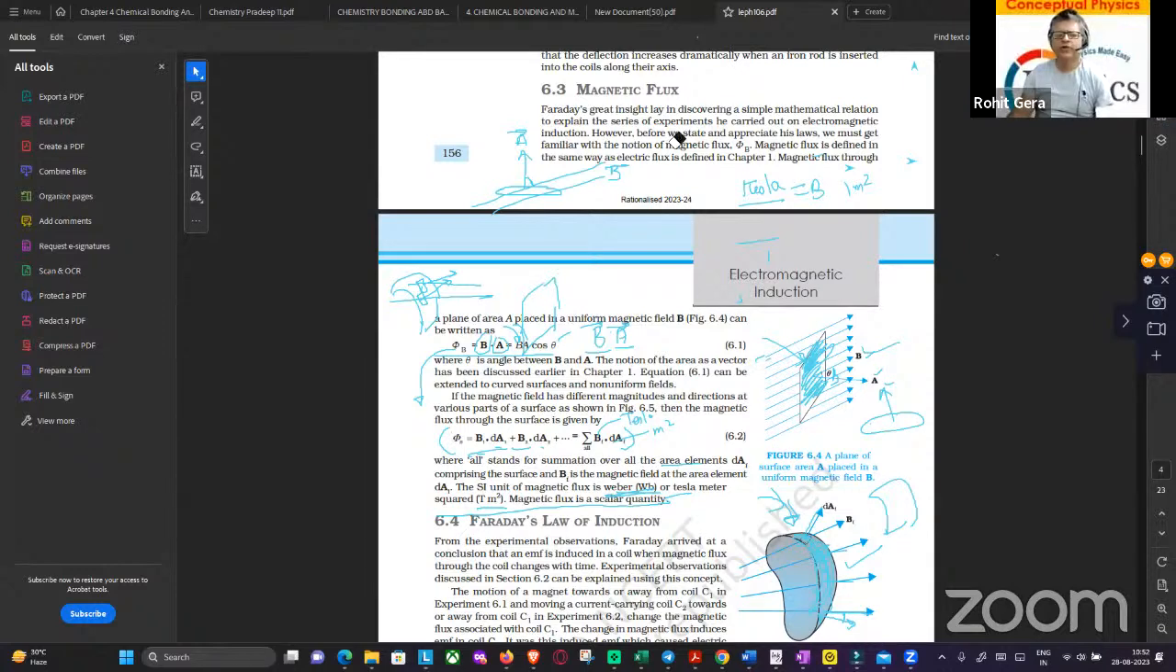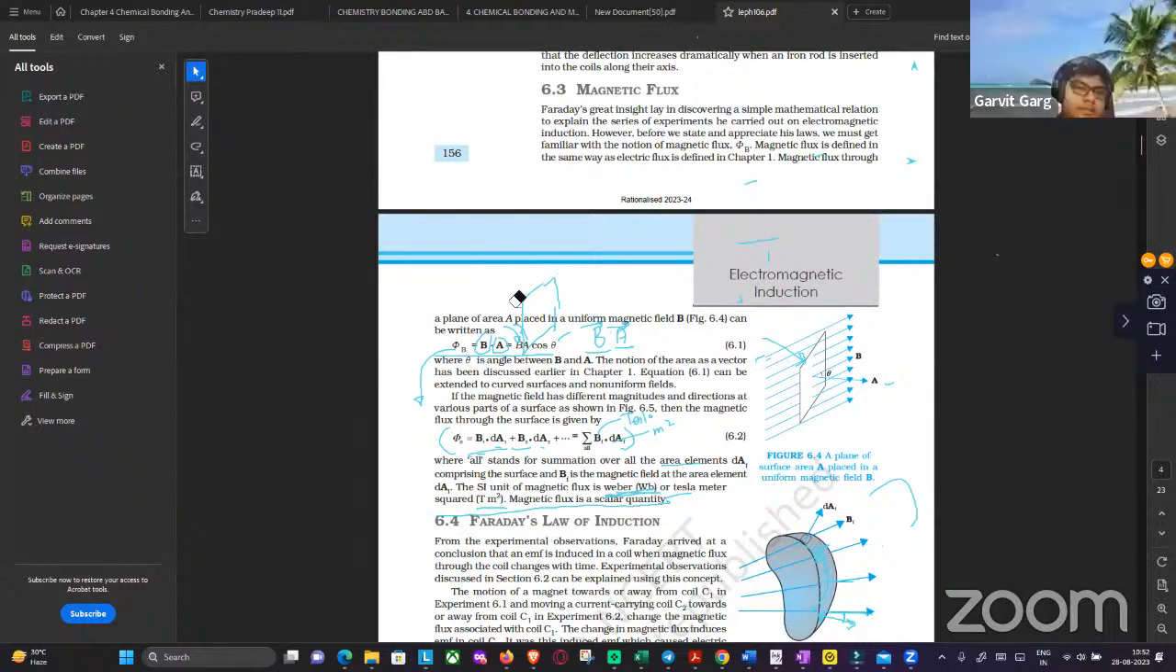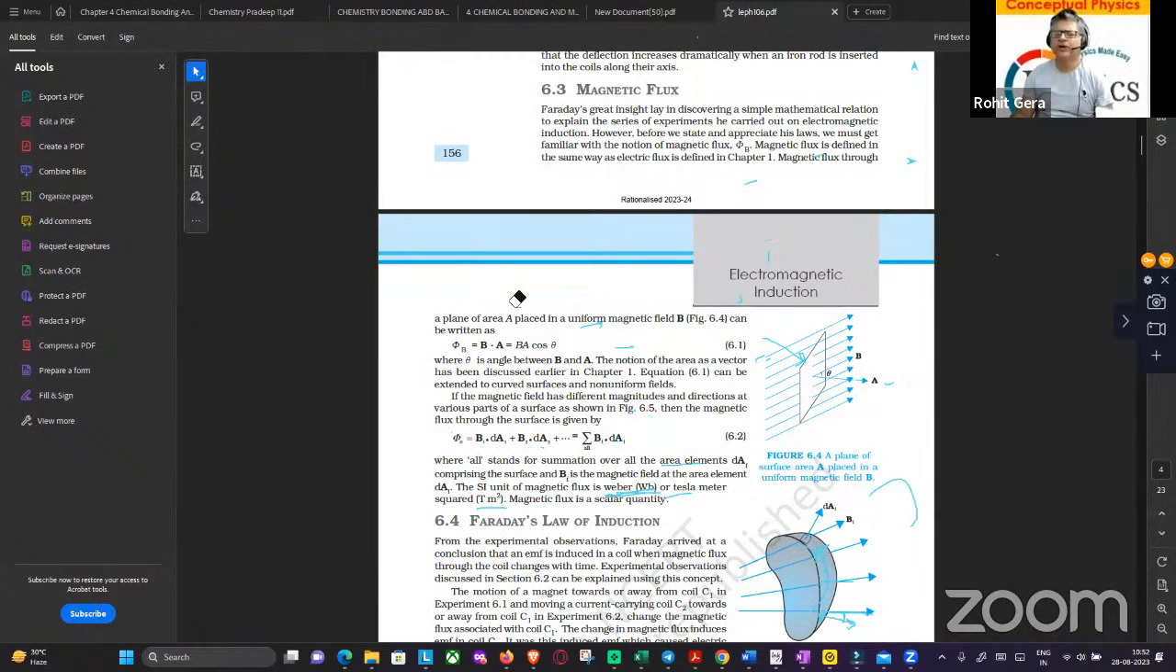I'm going slow so that you can easily absorb what is happening. Because there are only 2 laws we need to learn. One is Faraday's law of electromagnetic induction, which we have seen experimentally what is happening. The other law we need to understand is Lenz's law, and this chapter is over because there are only 2 laws in this, and then we have to apply those 2 laws.